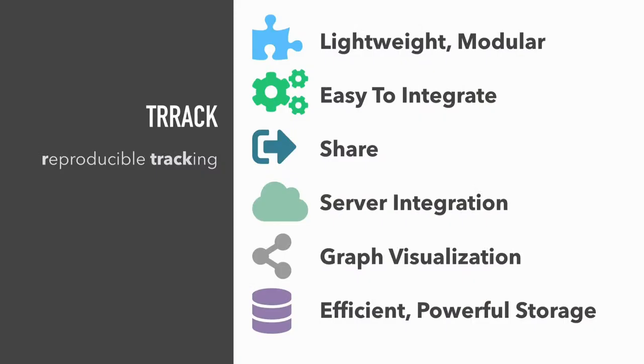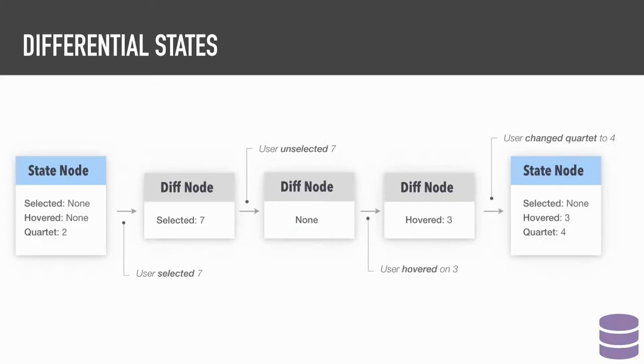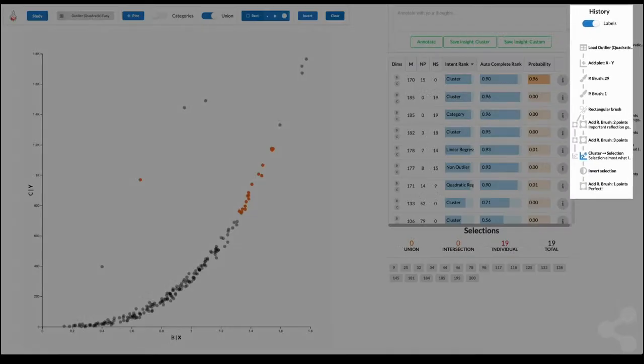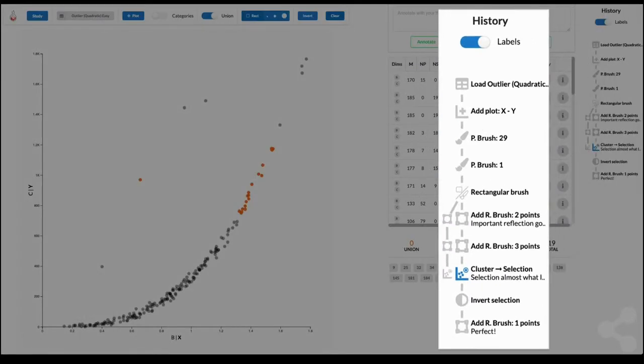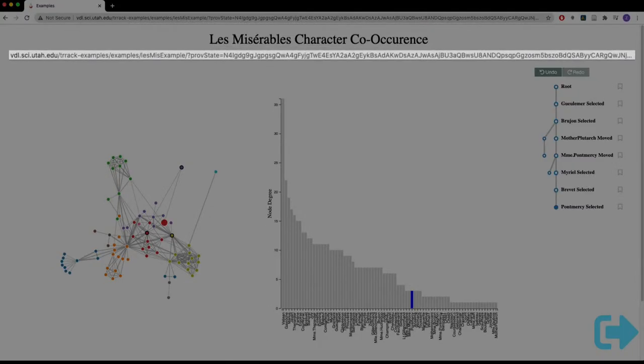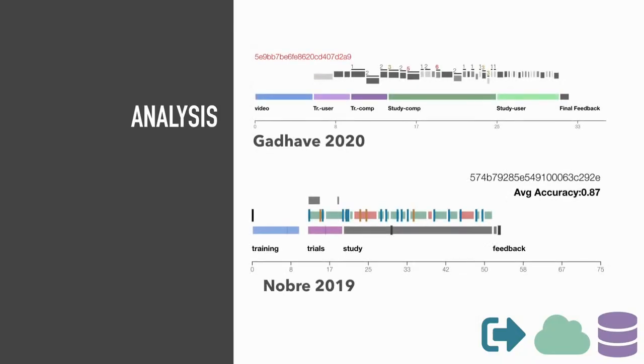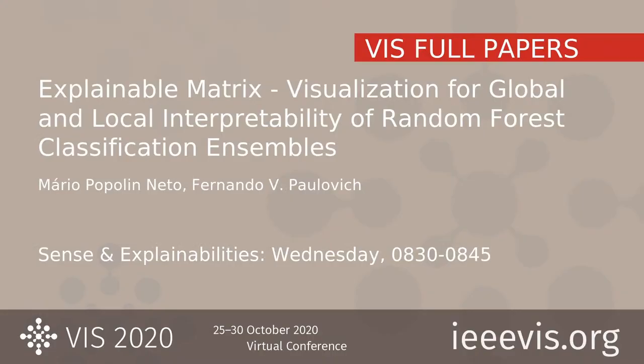In this presentation, we introduce a provenance library, Trrack, which makes implementing provenance in web-based tools easy. Trrack introduces a novel storage model for web-based provenance tracking and has an associated history visualization, which can be fully customized. Trrack also contains multiple ways to save and share individual states or entire sessions of an application and ensures that explored data is easy to analyze in interesting and unique ways.